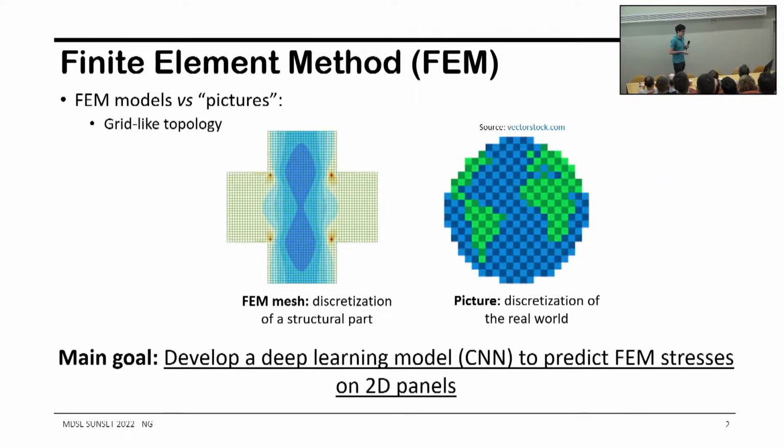So picking up from here, we know that a structure using the finite element method is discretized in smaller parts. We also know that pictures, or images, are also a discretization of the real world. So we also know that CNNs are widely known to work well with images. So the main idea of this thesis is to use CNNs, given this resemblance, to work with finite elements as well. So how am I doing that?